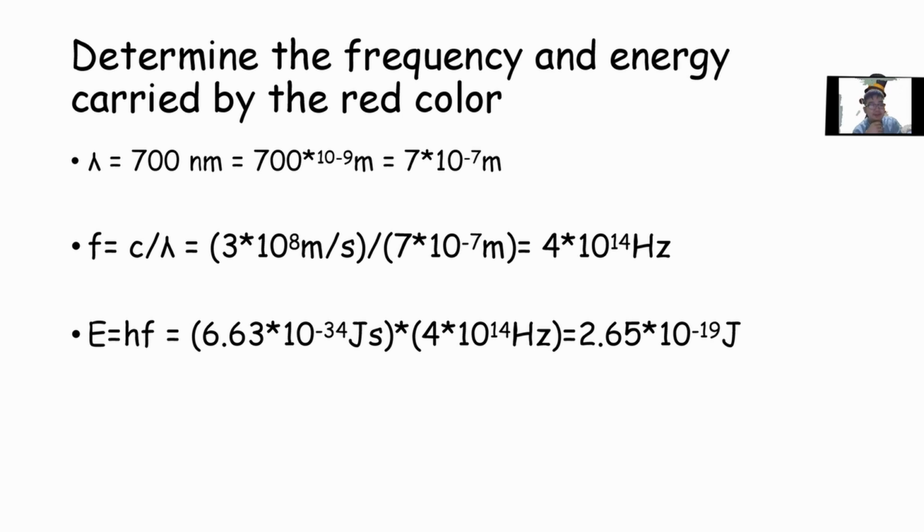So to answer this, the wavelength is equal to 700 nanometers because it is red. 700 nanometers is equal to 700 multiplied by 10 to the power of negative 9 meters, which equals 7 times 10 to the power of negative 7 meters. Frequency is equal to the speed of light divided by wavelength, and calculate that: 4 times 10 to the power of 14 hertz. And then the energy is equal to Planck's constant multiplied by frequency, and calculate that, and you get 2.65 times 10 to the power of negative 19 joules.